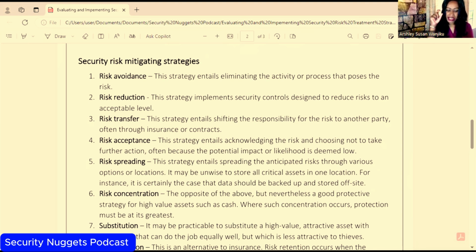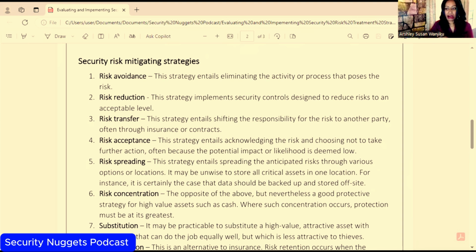The third one is risk transfer, which is very common in most organizations. This strategy entails shifting the responsibility for the risk to another party, often through insurance or contract. So basically, we are transferring that risk to a third party. We see this a lot in organizations.